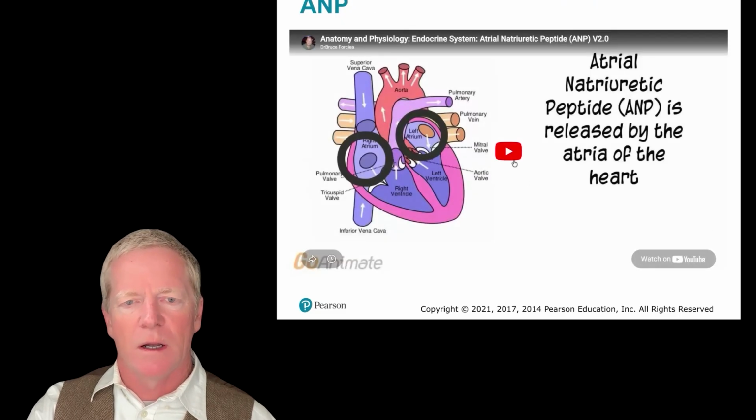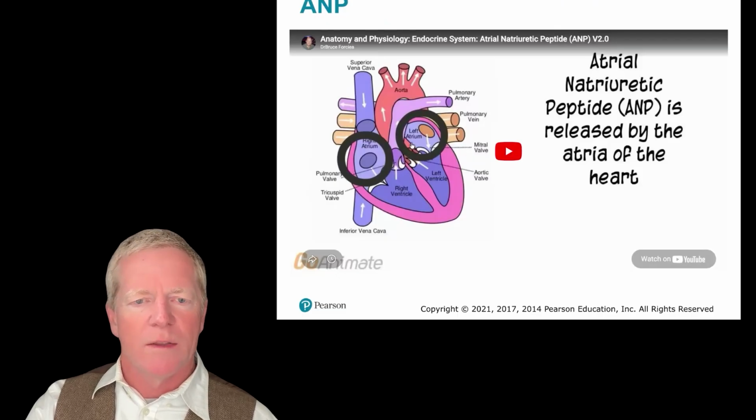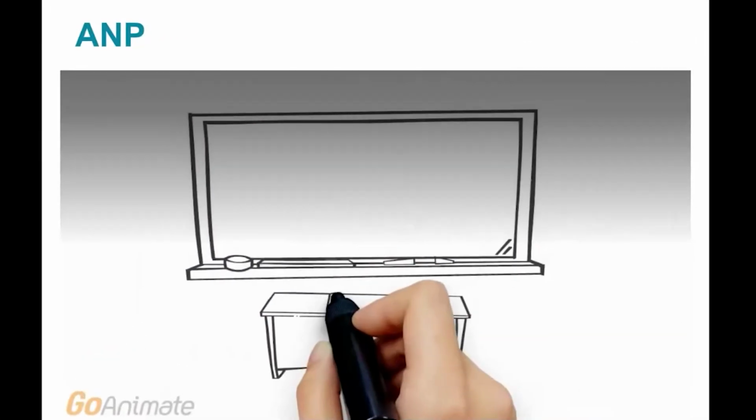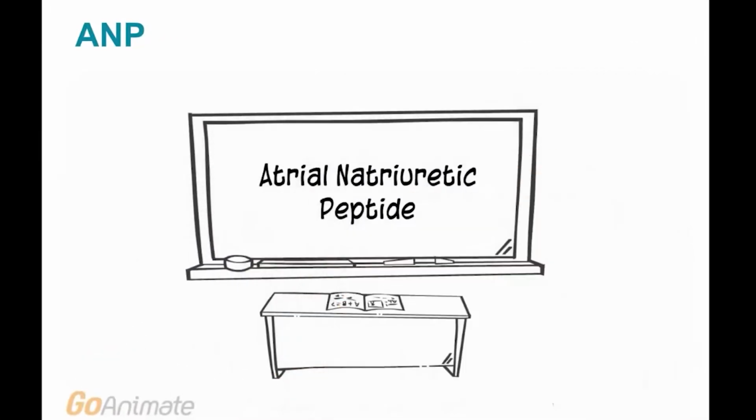Let's take one quick review of the function of atrial natriuretic peptide. This is the hormone that's released by the atria of the heart, and it's one of the reasons why exercise lowers blood pressure. Let's learn about atrial natriuretic peptide.